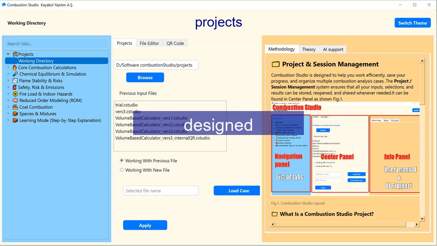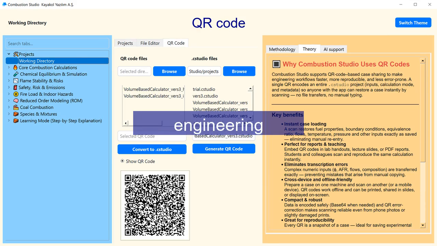Combustion Studio is designed to help you work efficiently, save your progress, and organize multiple combustion analysis cases. The project session management system ensures that all your inputs, selections, and results can be stored, reopened, and shared whenever needed. Combustion Studio brings engineering productivity to the next level by integrating smart QR codes directly into your reports and case files.